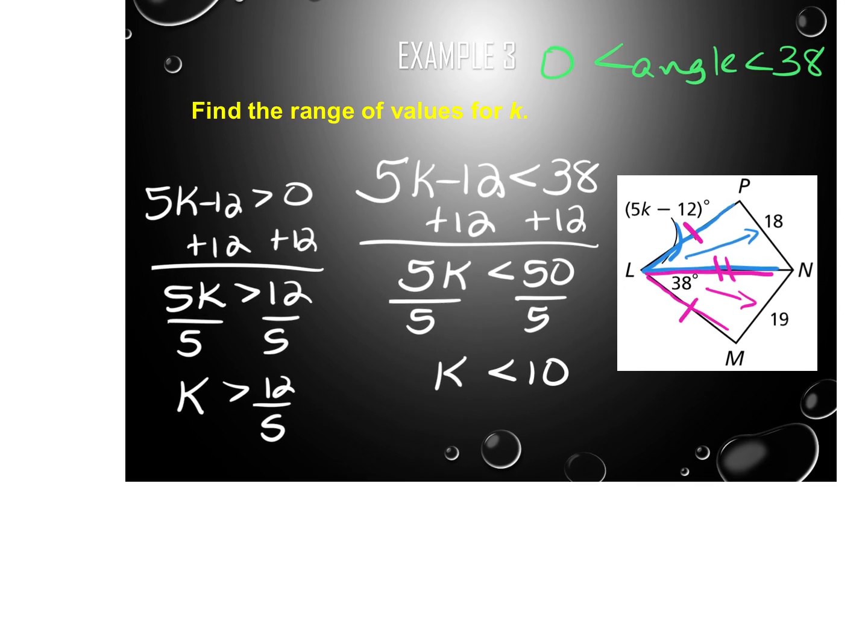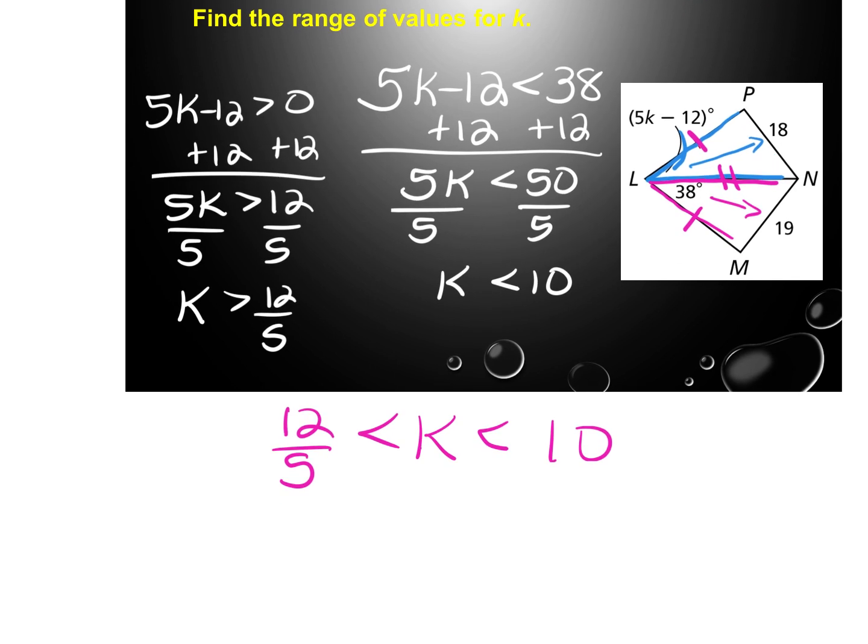So what this is telling me is K can have a value between 12 over 5 and 10, and we could put K in the middle. So K has to be a number in between, and this could be 2 and 2/5. So it's got to be a number in between 2 and 2/5 and 10. Now when you do the homework, it'll let you enter it as an improper fraction or as a mixed number. So when you're doing the homework and you're doing these inequalities, we're going to show work for 9, 10, 11, and 12.